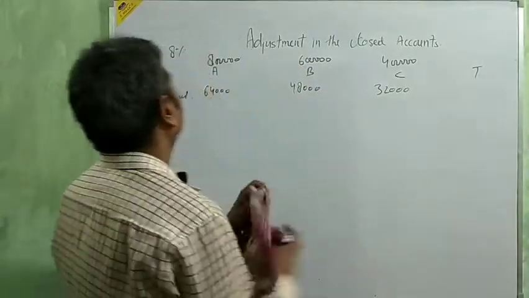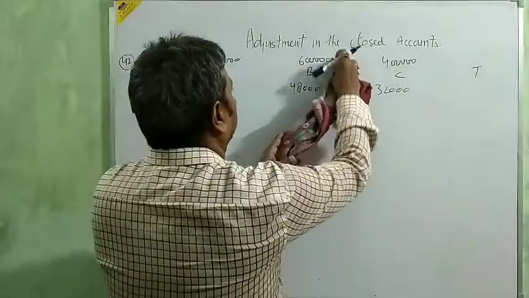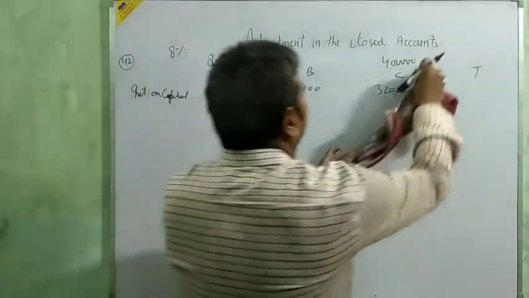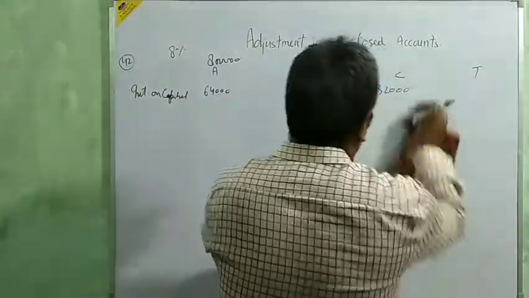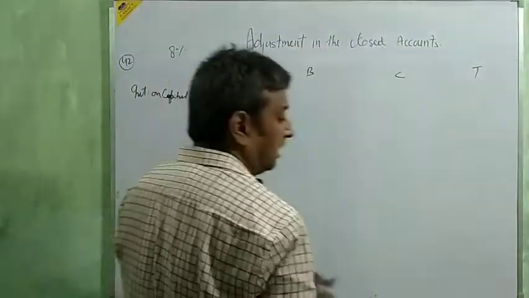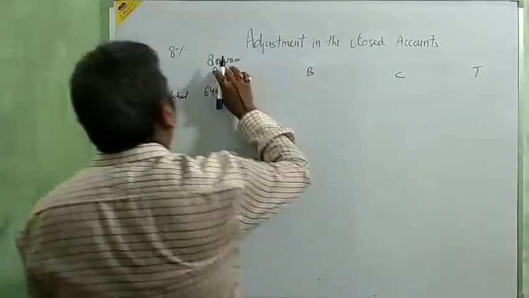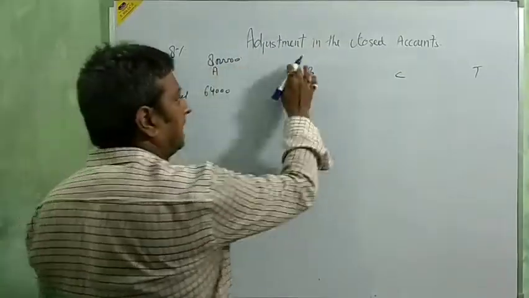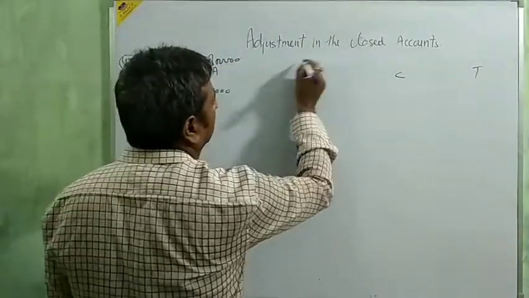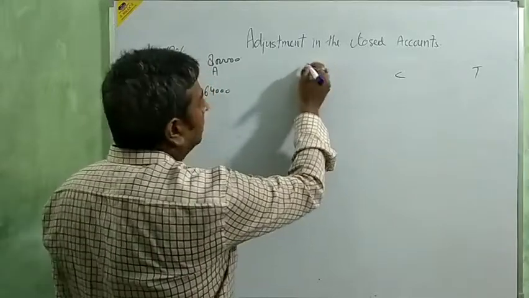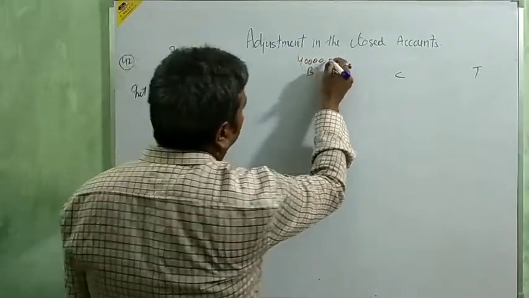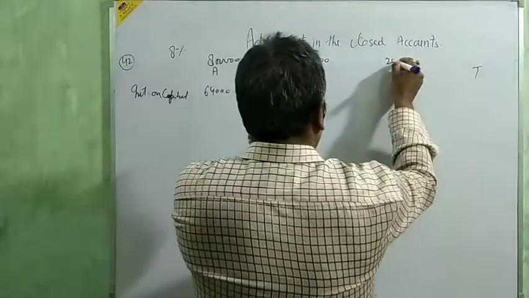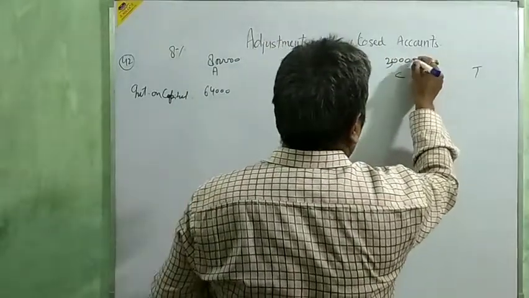See the question. In this question, the capital is changed, beta. Okay, I am removing the other question from our mind. Just see, the capital of A is 8 lakh, B's capital is 4 lakh, and C's is 3 lakh.